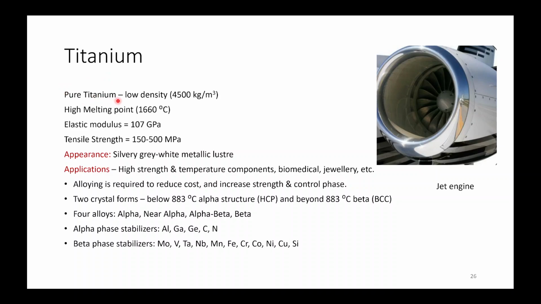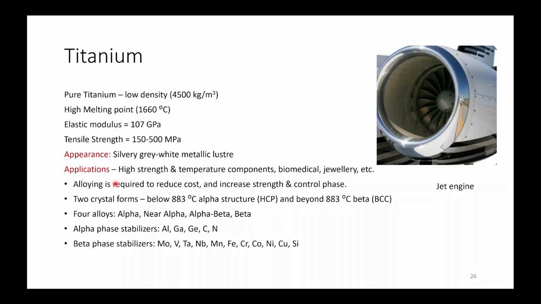Titanium. Pure titanium has a low density, 4500 kg per meter cube, a very high melting point, 1660 degrees C, and an elastic modulus of 107 gigapascal. Tensile strength is between 150 to 500 MPa depending on alloying or strain hardening given to it. Its appearance is silvery grey white with metallic luster, and applications are high strength and temperature components, biomedical, and jewelry, etc.